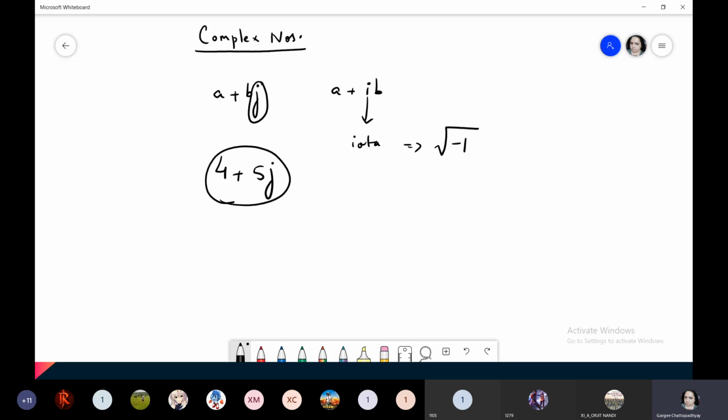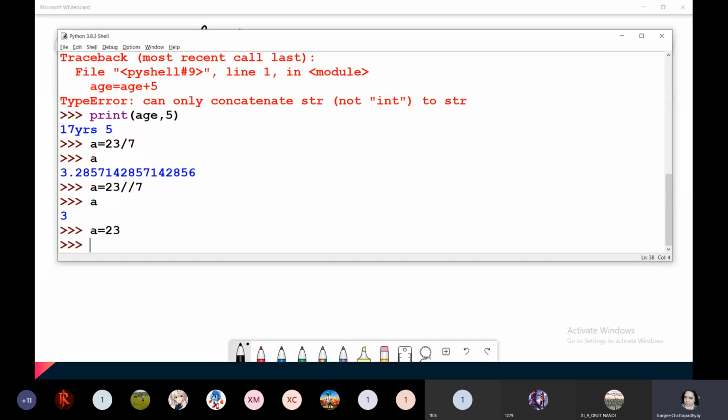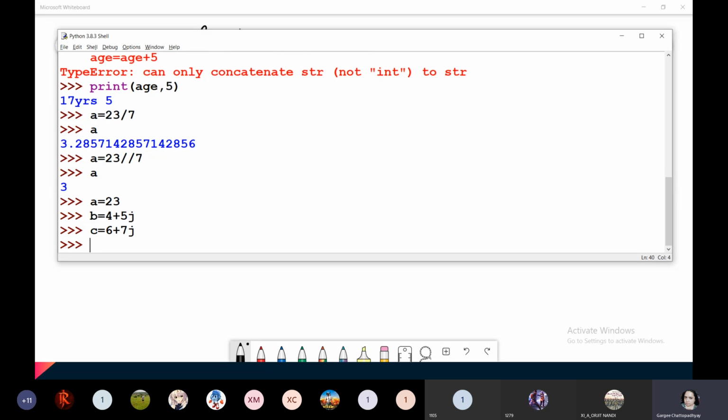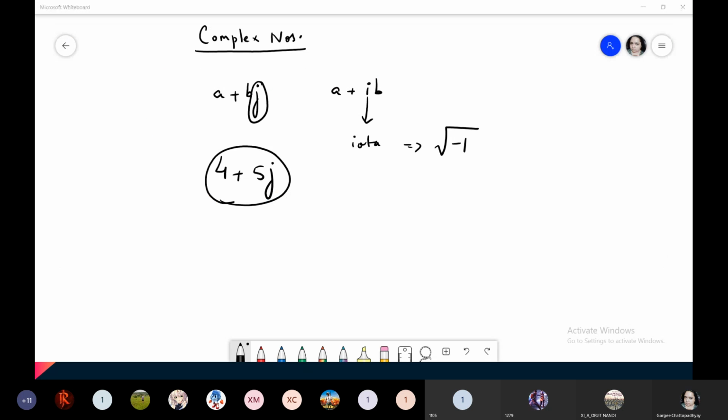I am skipping this part for the time being because I need to give you extra explanation regarding that, so we will be doing that a little later. I want to quickly start programming with you all. Right now you should only know that if you have to create a complex number, say b, you will write it this way, 4 plus 5j. Okay, c equals 6 plus 7j. So this is what? It is a complex number.